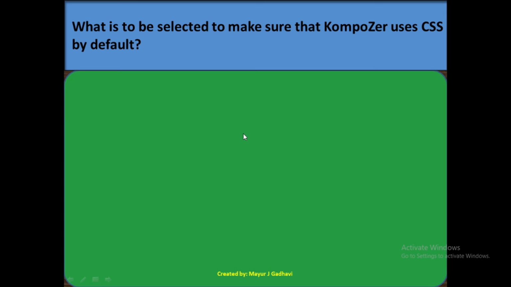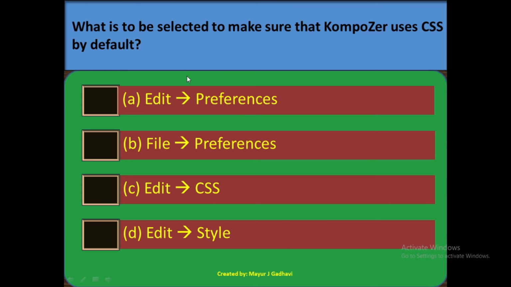What is to be selected to make sure that Composer uses CSS by default? Well, the options are edit preferences, file preferences, edit CSS or edit style. We have to make it on, and actually by default it is on, but we can check it from the edit preferences option. So the answer is A, edit preferences.